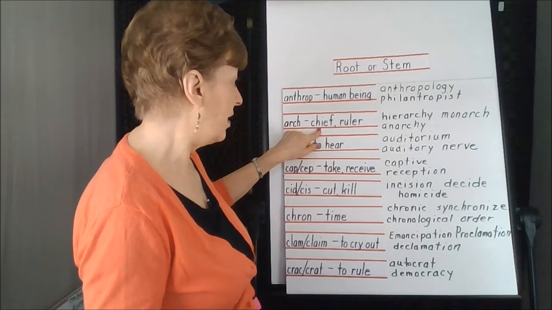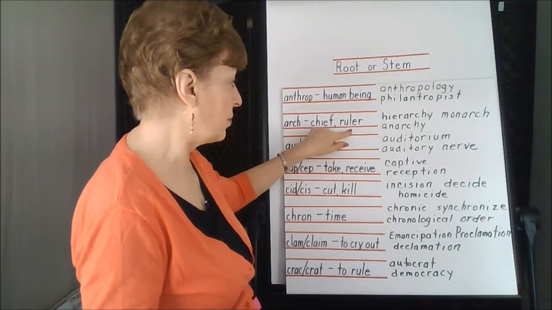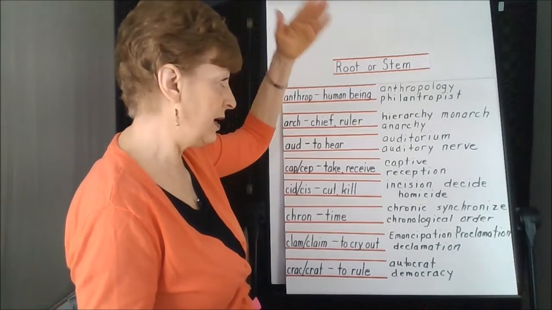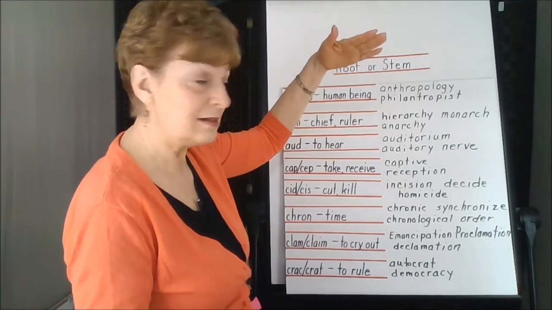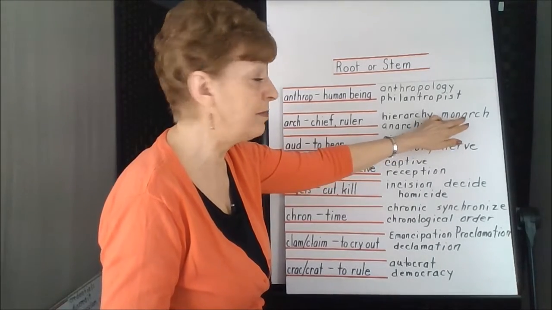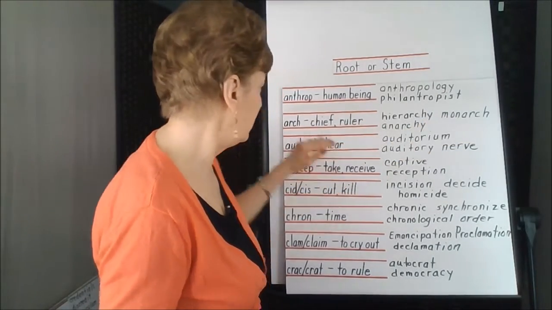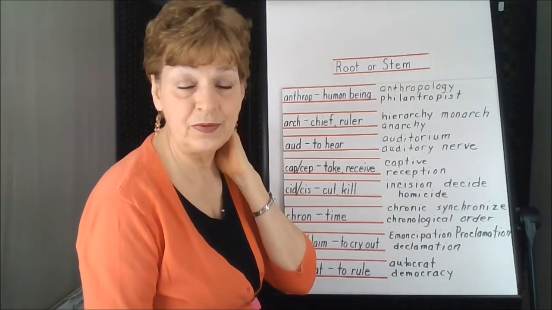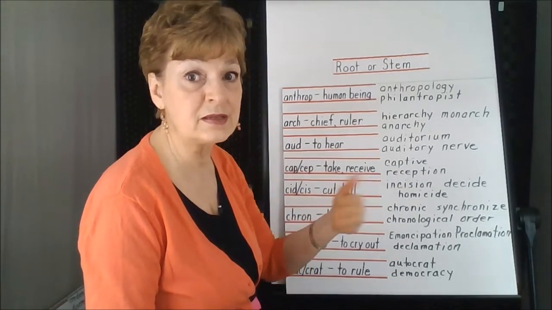Arch, meaning chief or ruler. We have a hierarchy. This would be the highest, the order. Monarch, a single, mon meaning one chief or one ruler. Many times we think of a king or a queen, royalty, as being monarch.